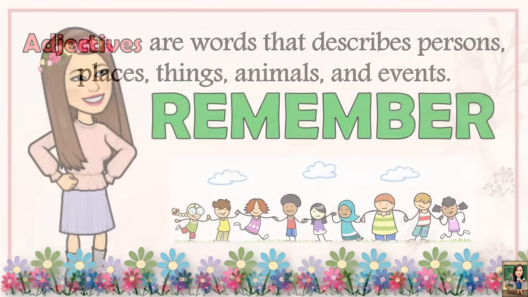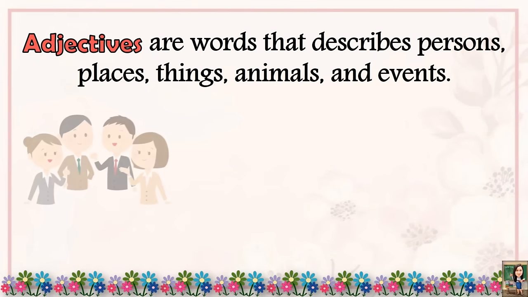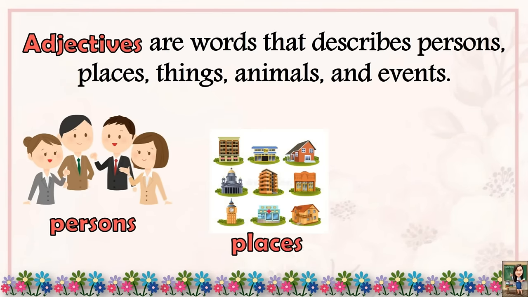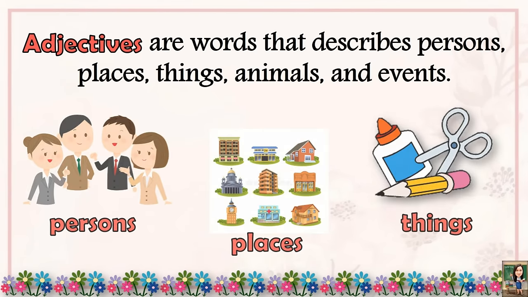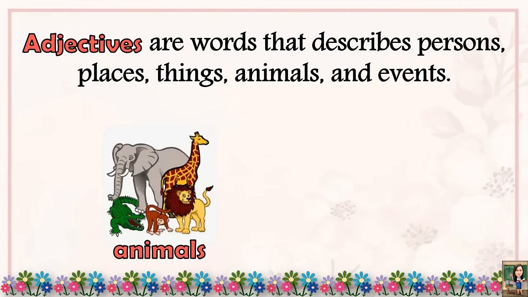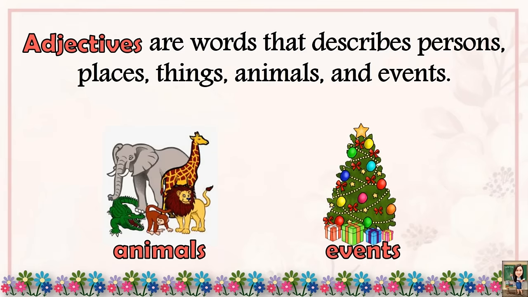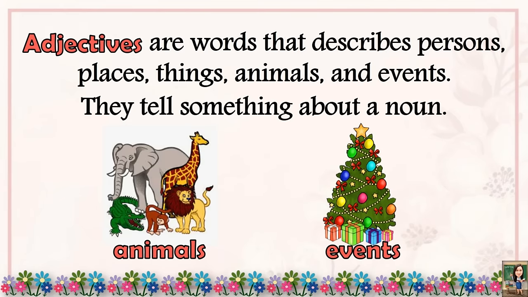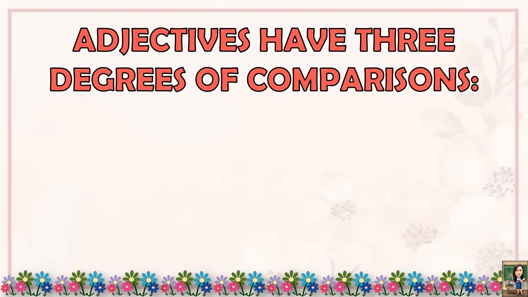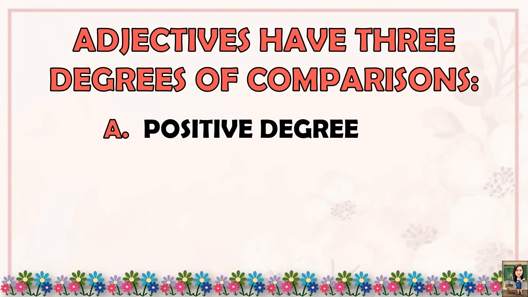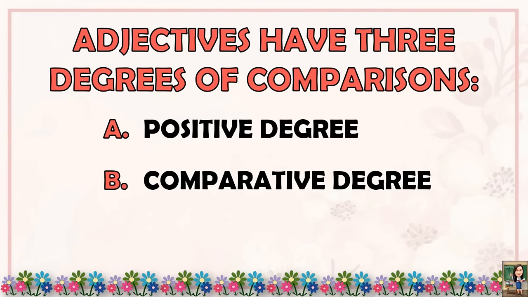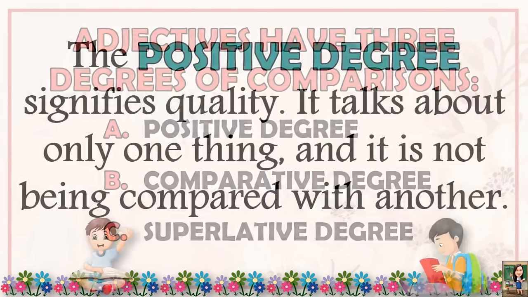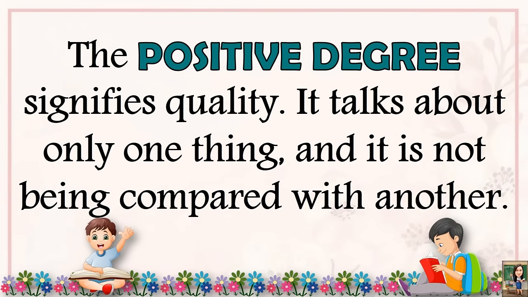Remember, adjectives are words that describe persons, places, things, animals, and events. They tell something about a noun. Adjectives have three degrees of comparison. These are positive degree, comparative degree, and superlative degree. The positive degree signifies quality. It talks about only one thing and it is not being compared with another.